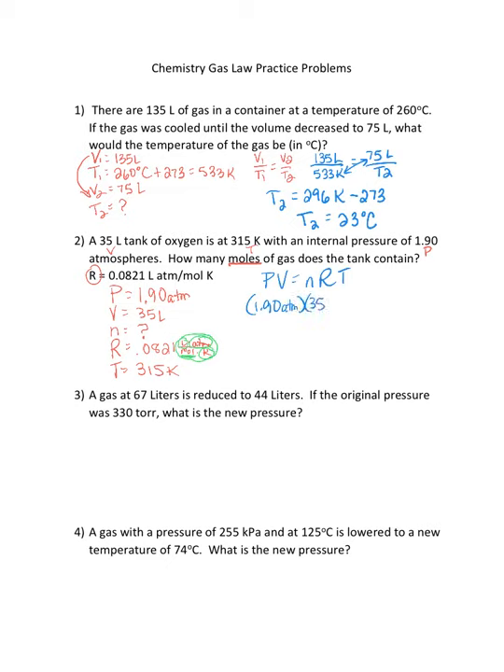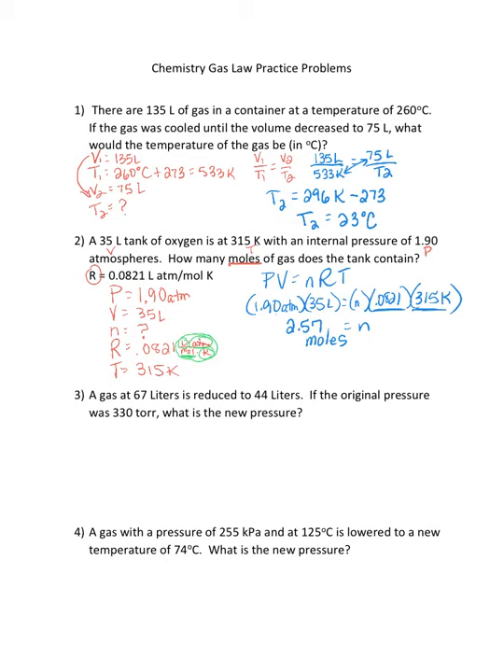V, 35 liters, equals N. R, we'll just put 0.0821. And T, we're putting in 315 K. Now, to solve for N, we want to multiply the 1.90 times the 35, and then we're going to divide by both the 0.0821 and the 315, because we have to get both of those on the other side. When we do that, we get an answer of 2.57 moles. So make sure that when you do this problem that you get that answer.